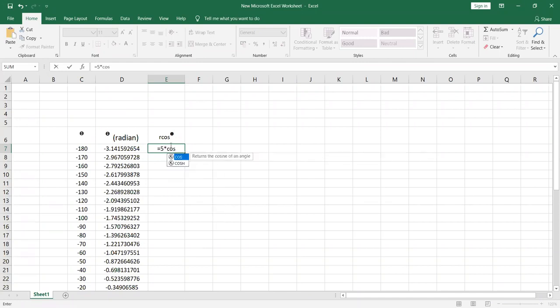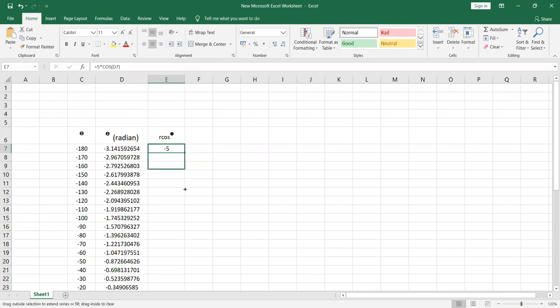Write down cos. The function of cos will appear here, double click on this and select the number. For that, you have to select the radian number, not the degree. So cos minus 3.14, and then close the bracket like this, and then enter. So we know that cos 180 is minus 1. Minus 1 into 5 is minus 5. So the value is minus 5.